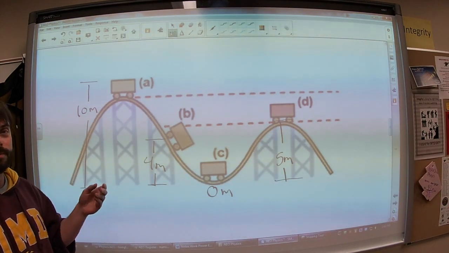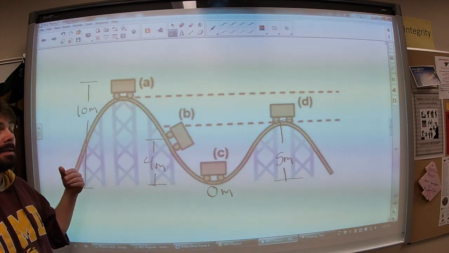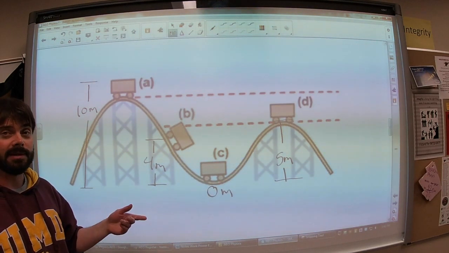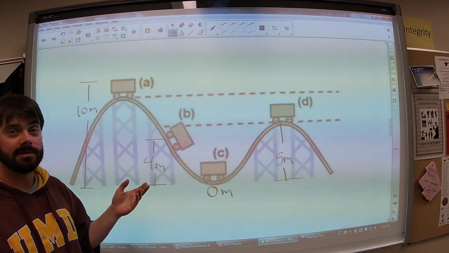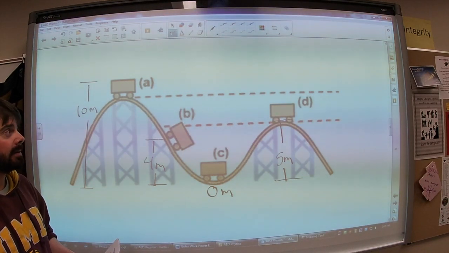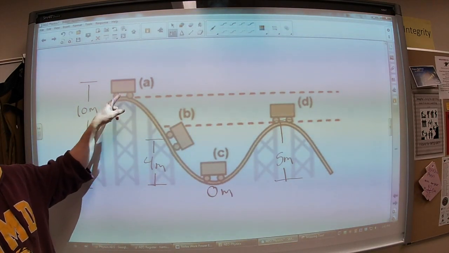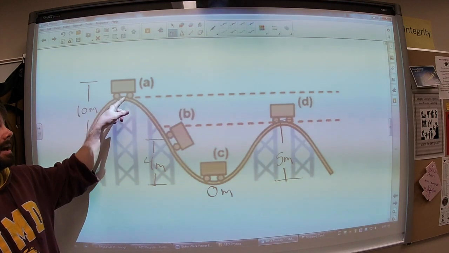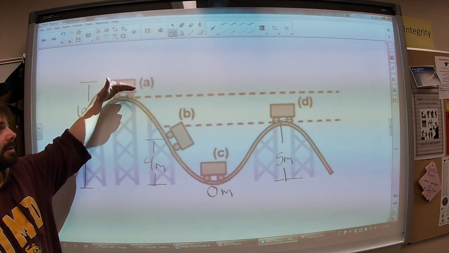So this is going to conserve its total energy the whole time. With that said, when we do our initial energy calculation at the top, that's going to be our full value of energy.